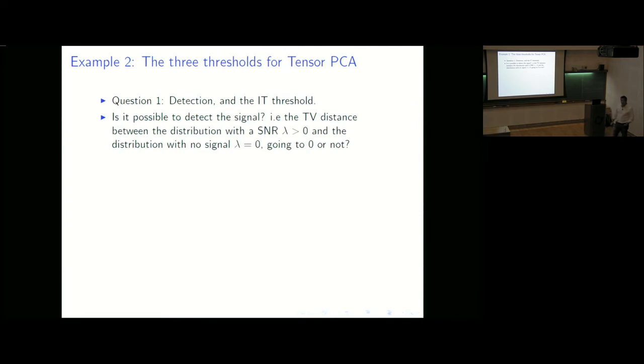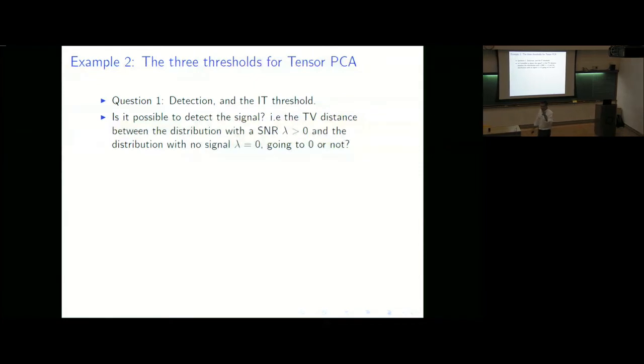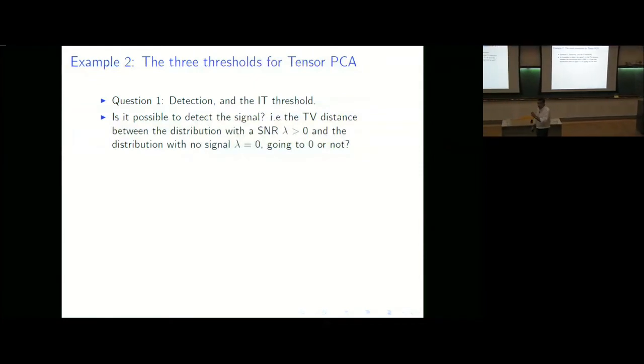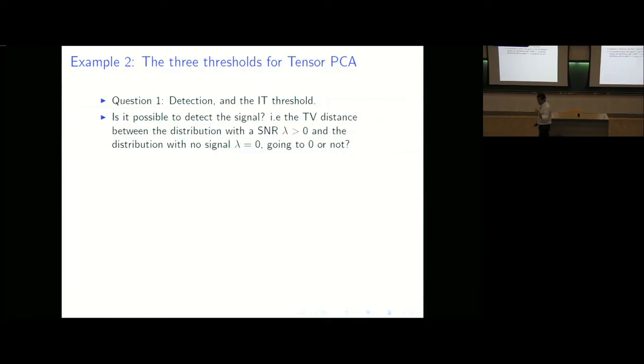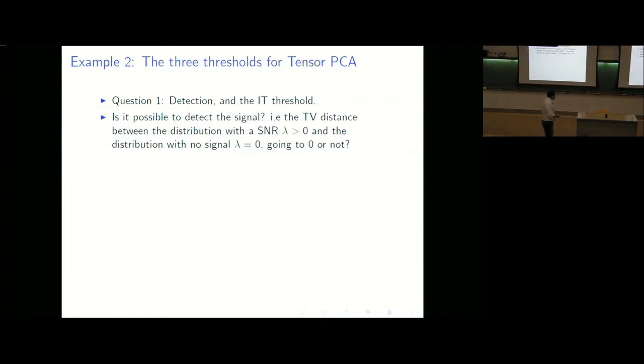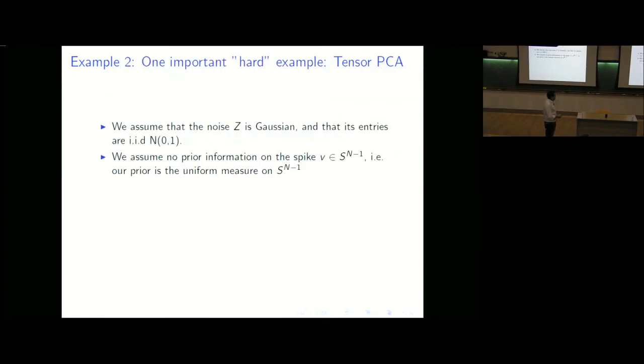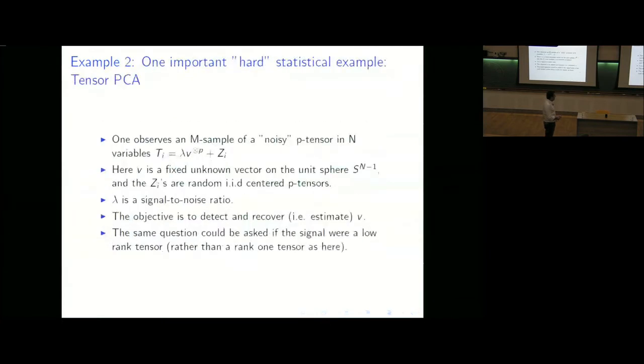Let's go back to the three questions that I had. First, the Shannon question, the information-theoretic question, then the statistical question, and then the algorithmic question. Maybe first a simple remark. Here I have M samples, M observations. Because I assume that the Z_i are Gaussian, we will see that I can reduce to the case where my sample is of size 1, by changing the signal to noise ratio lambda. It's essentially the same problem, as we will see.